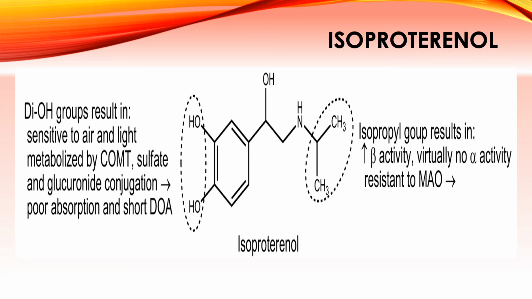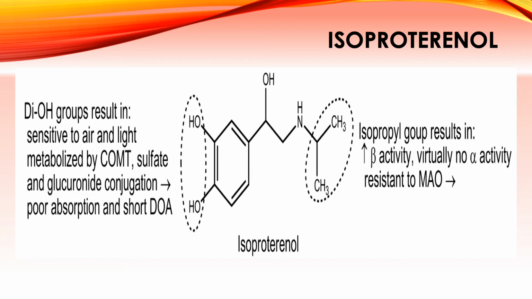Another example is isoproterenol. This is a non-selective and prototypical beta agonist. It has virtually no activity on our alpha receptor because of the isopropyl attached to our amine N. However, it does act on both our beta 1 and beta 2 receptors.